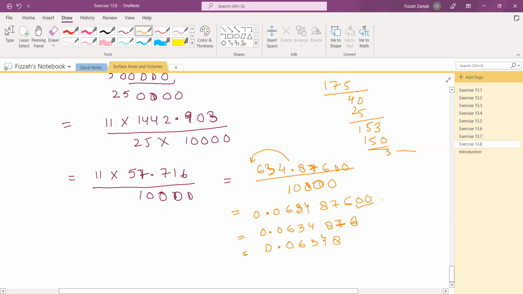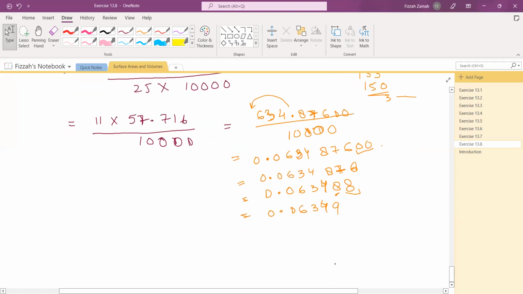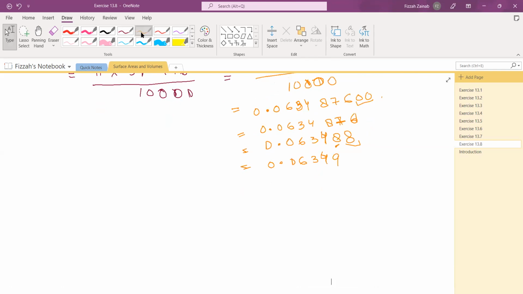Now in the next step, 0.06348, and this 7 will become 8. Yes. Now I'm going to remove this 8, so this 8 will become 9 this time. So 0.06349. Yes. Okay. Next, because I have a number which is greater than 5, this 4 will become 5. So 0.063 and 5, right? Yes.